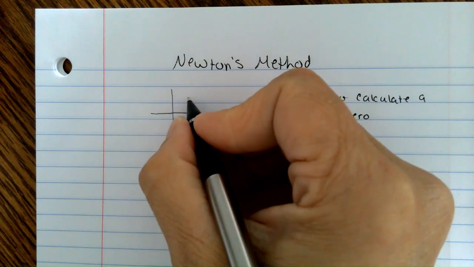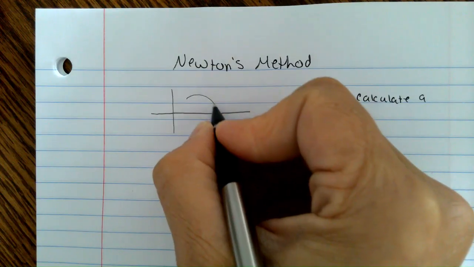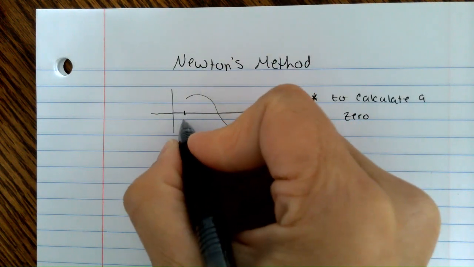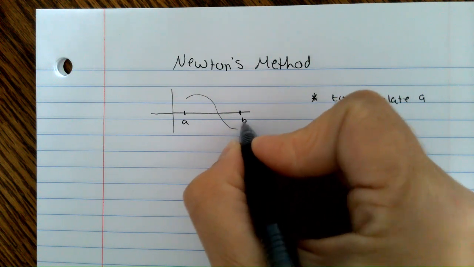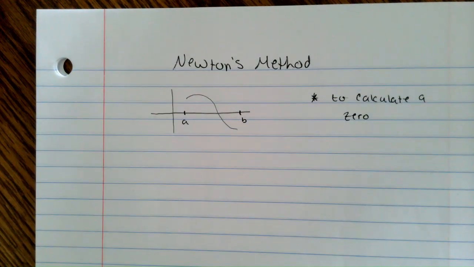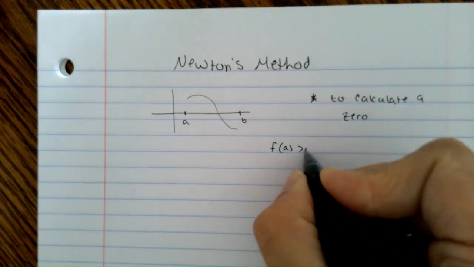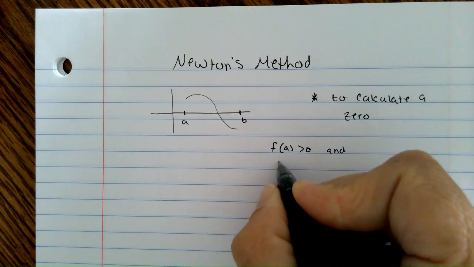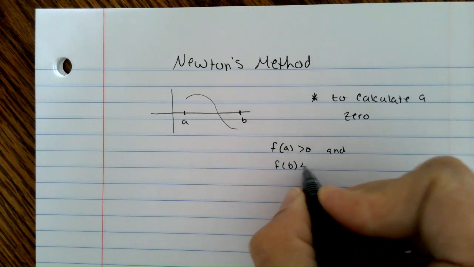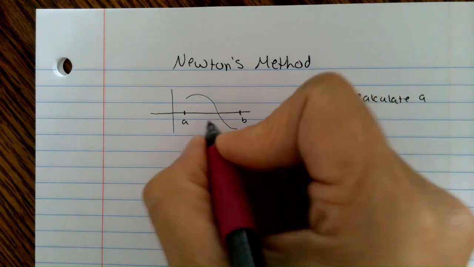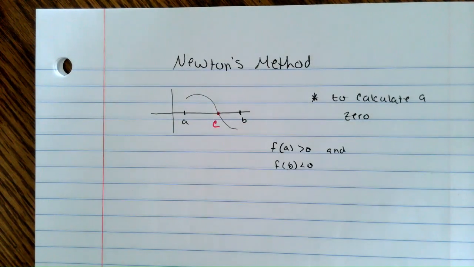So first of all, you have to have something that's smooth and continuous on an interval from A to B, okay? And either f of A needs to be greater than 0 and f of B needs to be less than 0, or vice versa, right? I don't care, as long as one's positive and one's negative. Then we know that we're going to have some C right here, okay?